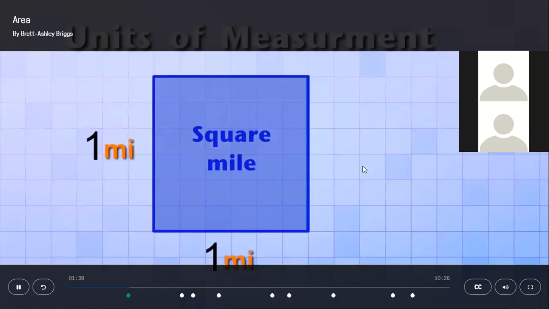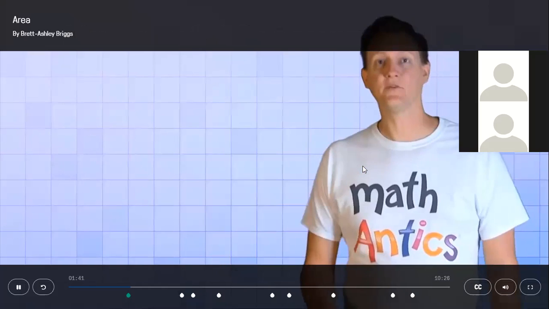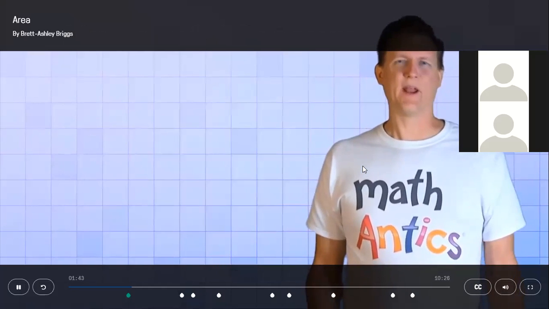We're talking about area. All right. I also don't know how to make this go away, so it's just gonna have to stay, I guess.